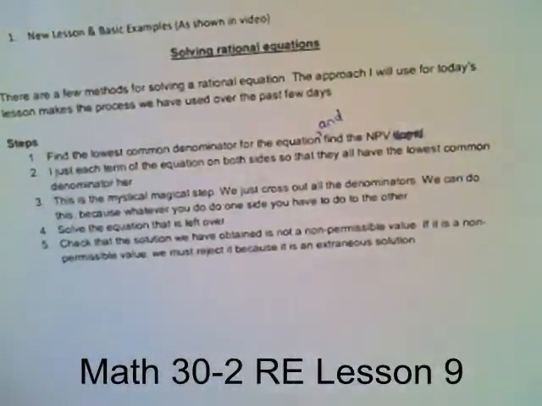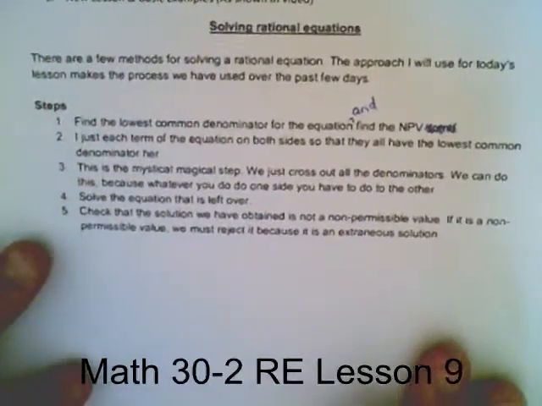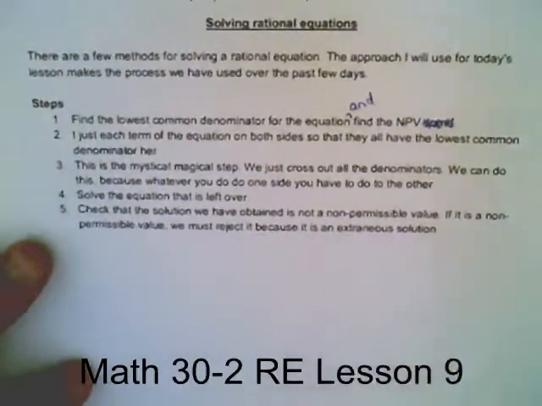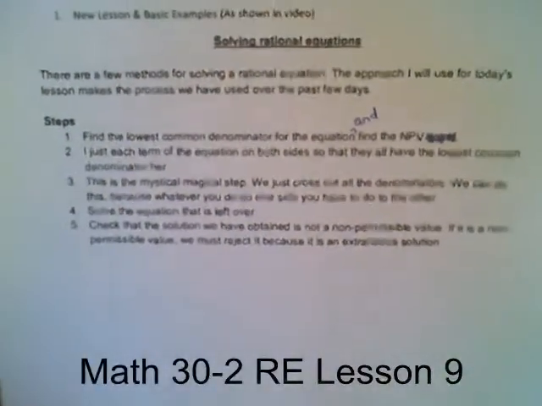So, long story short, we've been talking about rational expressions. They are essentially polynomial fractions. We've simplified them, we've looked at non-permissible values, and we've multiplied, divided, added, and subtracted them, all while making sure we remember the non-permissible values of these things.